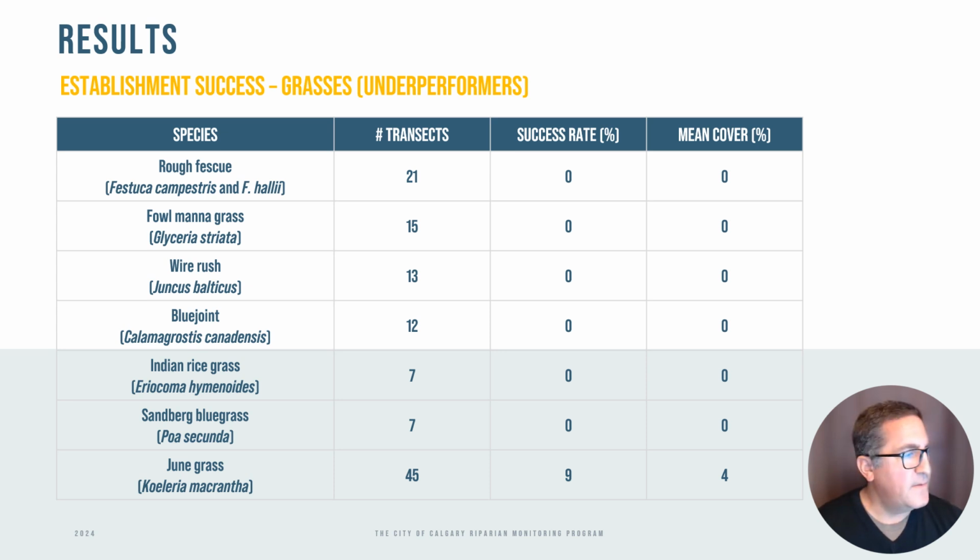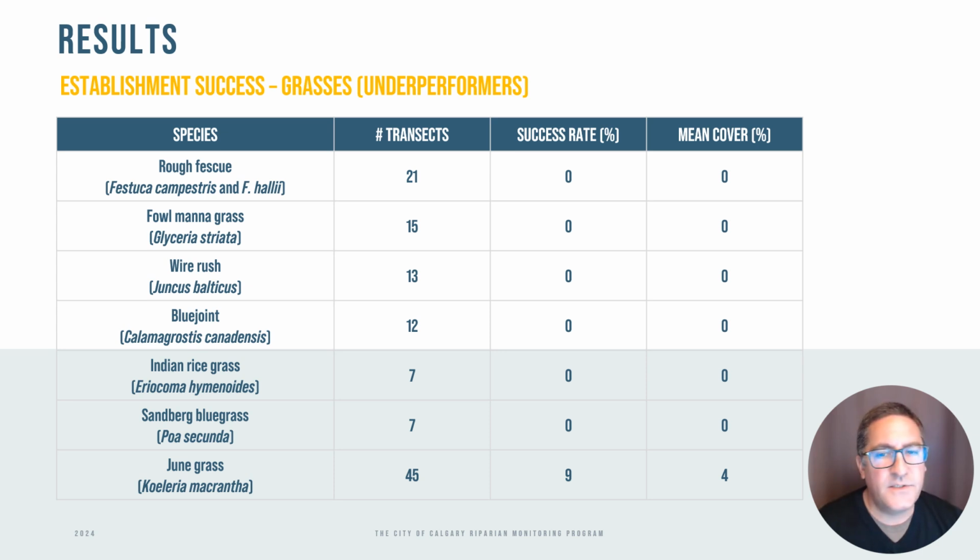Sample sizes for two of the other ones at the bottom there, Indian ricegrass and Sandberg bluegrass, were a little smaller, but still, very poor success. June grass at the bottom, it's a very interesting example. It's commonly included in seed mixes in the city here, but it only has about a 9% success rate and generally very low percent cover there, 4%. The low cover may partly be due to it generally being a small component of seed mixes, like less than 5% or so, but this low establishment success really suggests that there might be better grass options out there.